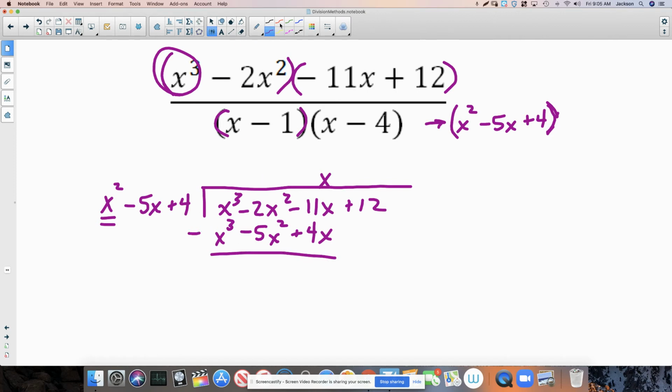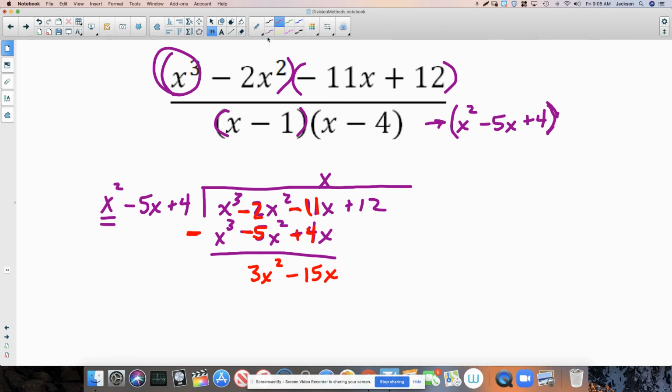Now, again, I'll emphasize this is negative 2 minus negative 5. Negative 2 minus negative 5 is really negative 2 plus 5, which is 3. So I have 3x squared here. And this is negative 11 minus positive 4. So that's really negative 11 minus 4, which is negative 15x.